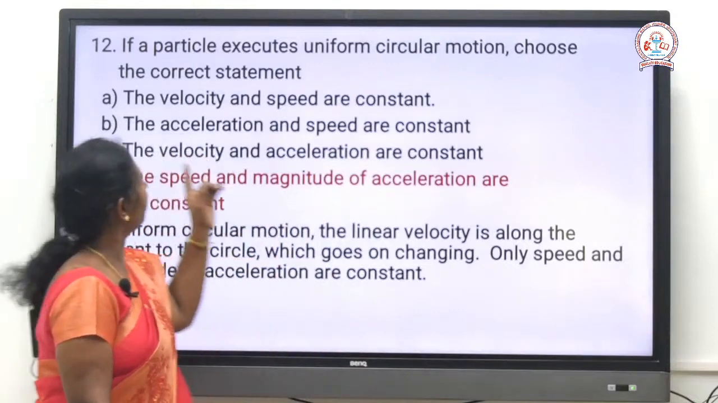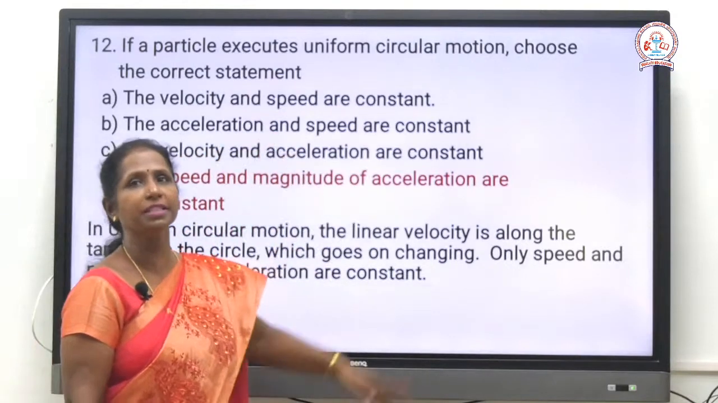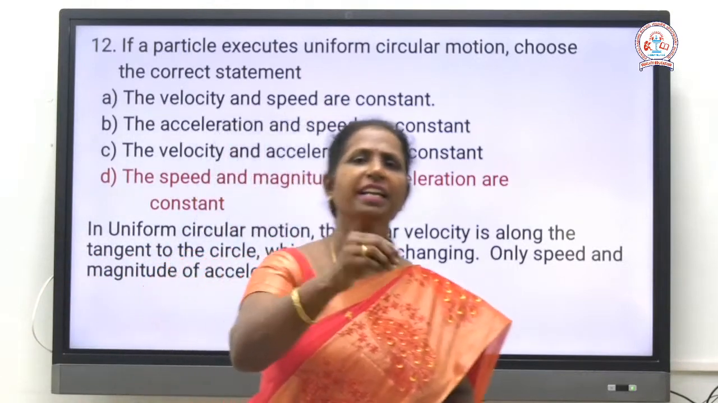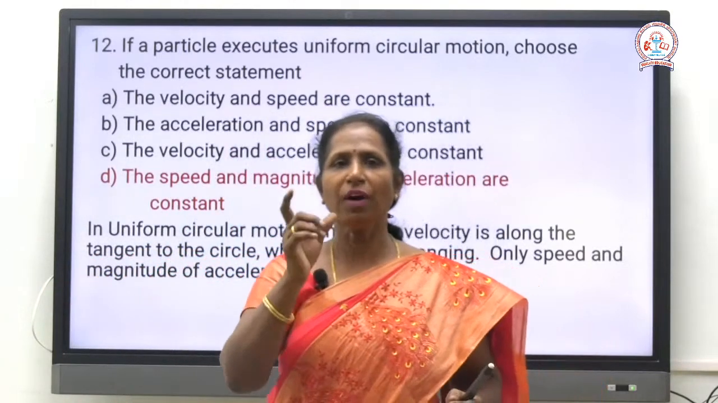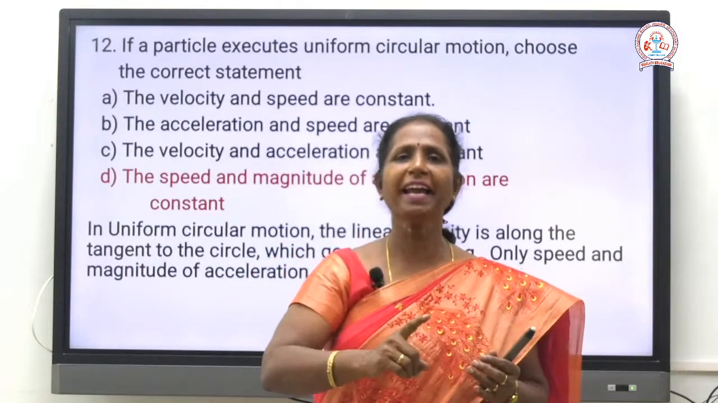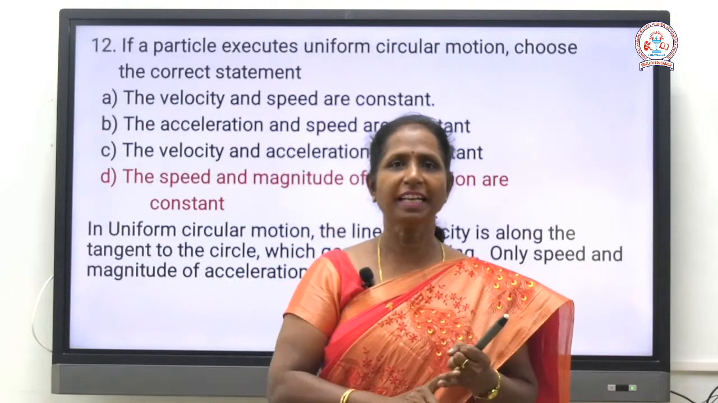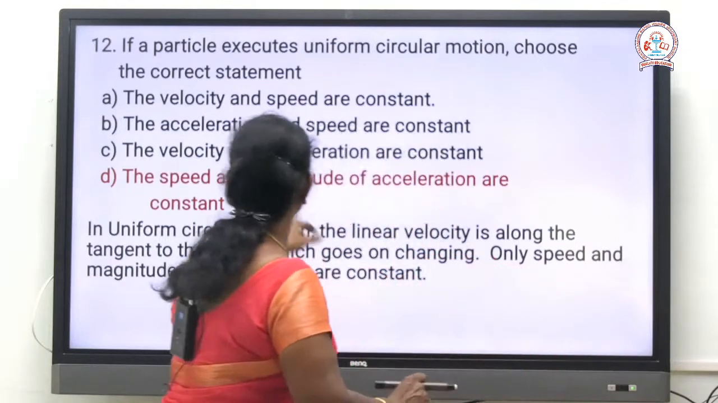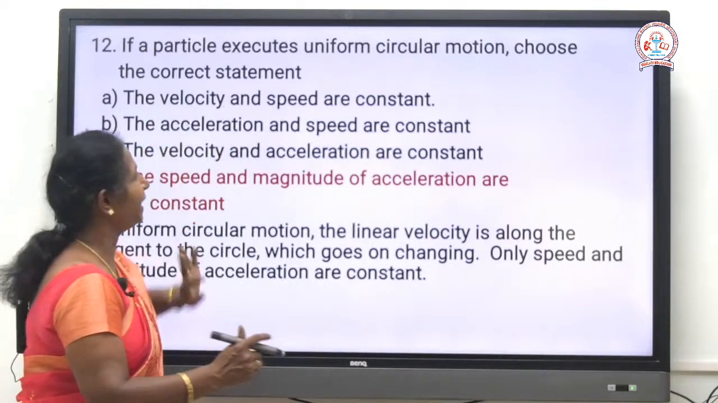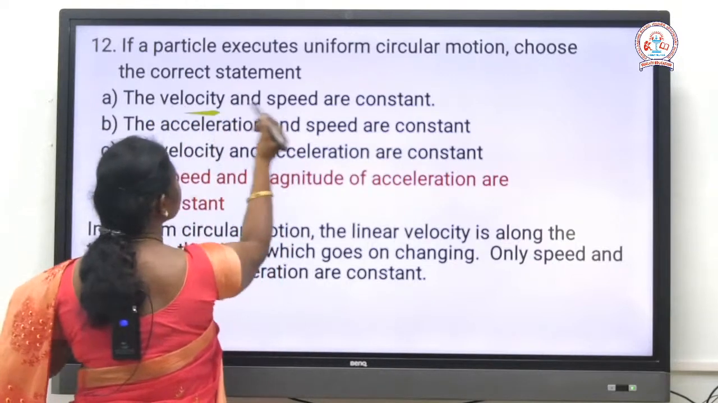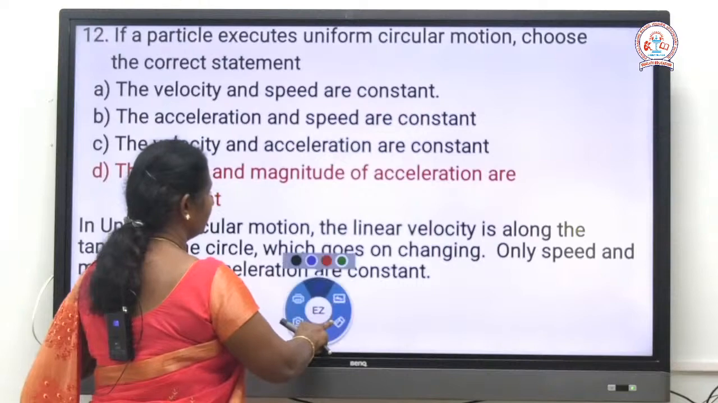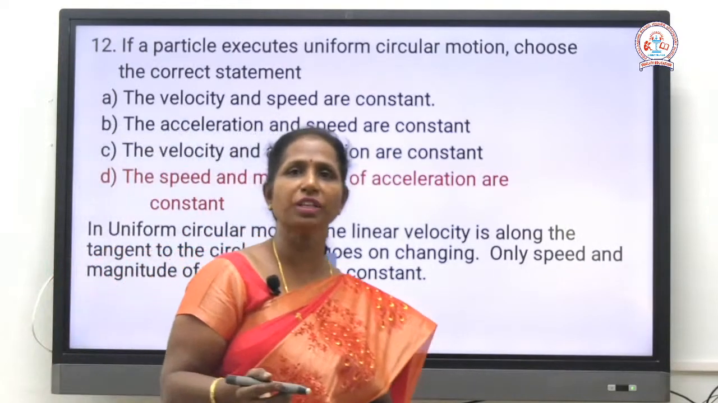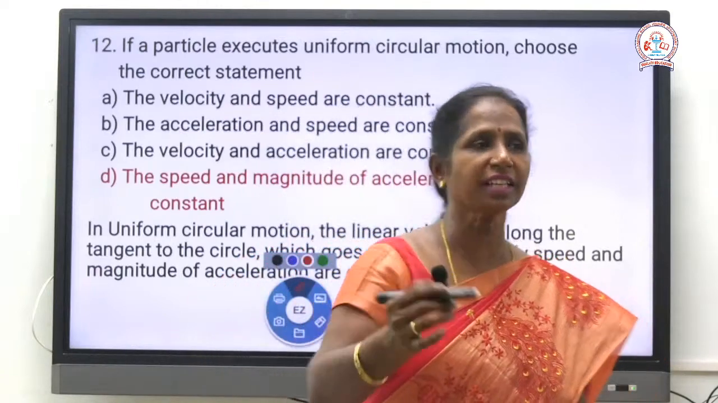Next, one mark. If a particle executes uniform circular motion, choose the correct statement. Already you know the condition for uniform circular motion: speed is constant, that is, the magnitude of velocity is constant. Check which is correct. Velocity and speed are both constant? Wrong. Velocity is variable. For uniform circular motion, speed alone is constant, velocity is variable.